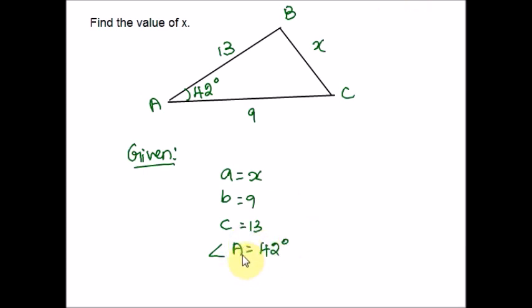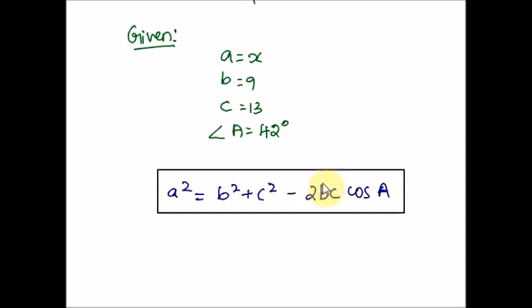Now let us use the law of cosines. Since A is given, I am going to use the law for a square on the left hand side. Depending upon the angle given, you can write the formula appropriate to that. If A is given, you have to use the cos A formula. In case B or C is given, you have to write the formula as per the given information. Now let me substitute in our values and solve. In the place of a we have x, in the place of b we have 9, and c could be replaced by 13. Cos A is given, so you can also replace this by 42 and solve for x.